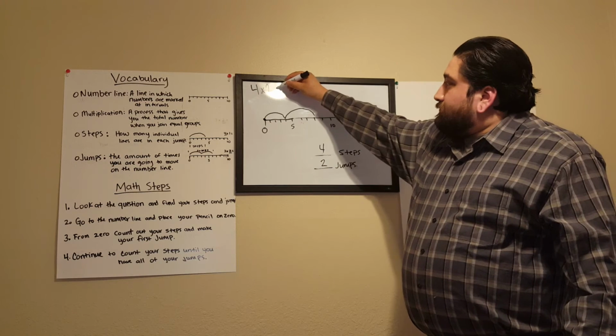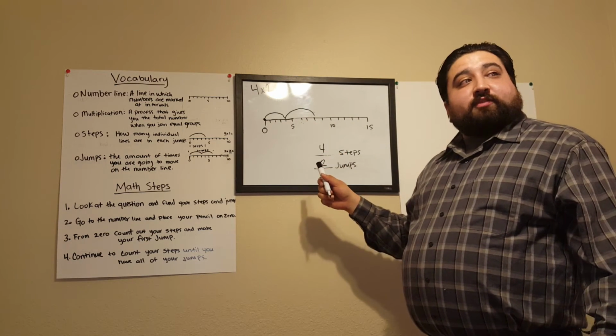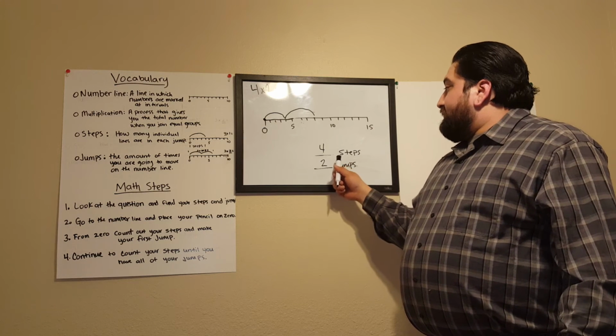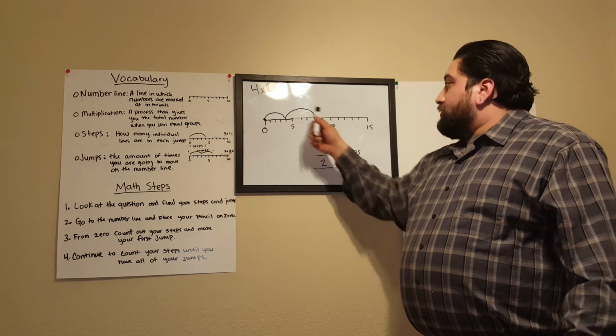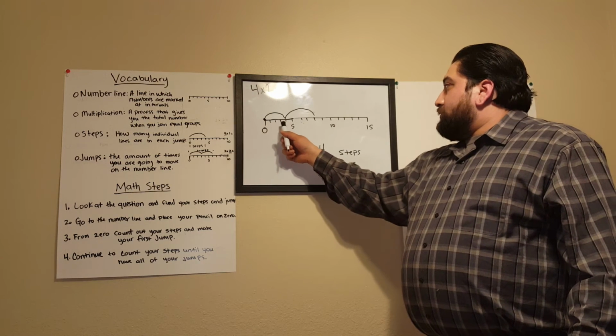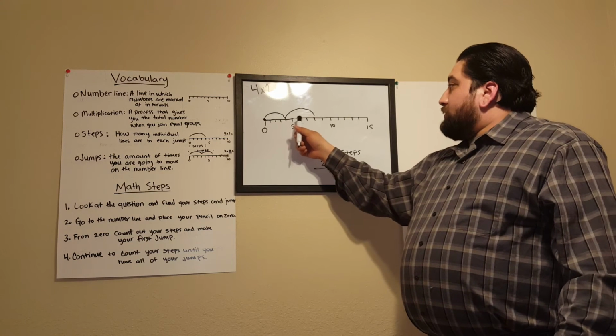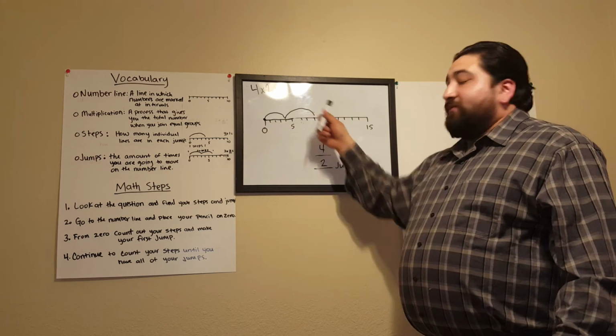Okay, guys. So class, let's go ahead and count out our steps and our jumps. We have 2 jumps. 1, 2. And each jump is 4 steps. 1, 2, 3, 4. And we have a jump. 1, 2, 3, 4. And we have a jump.